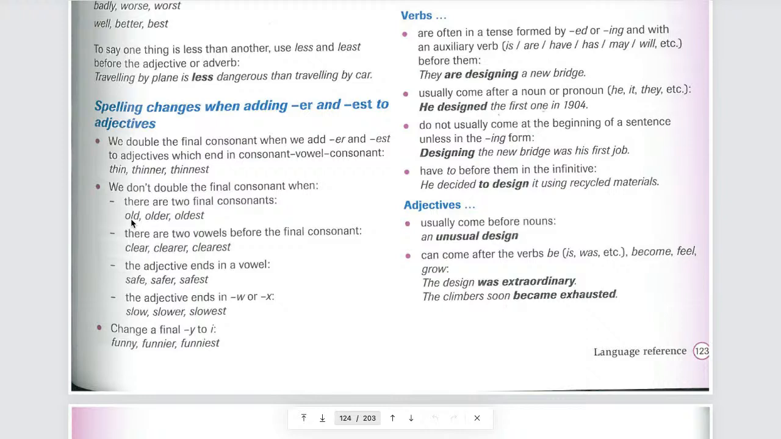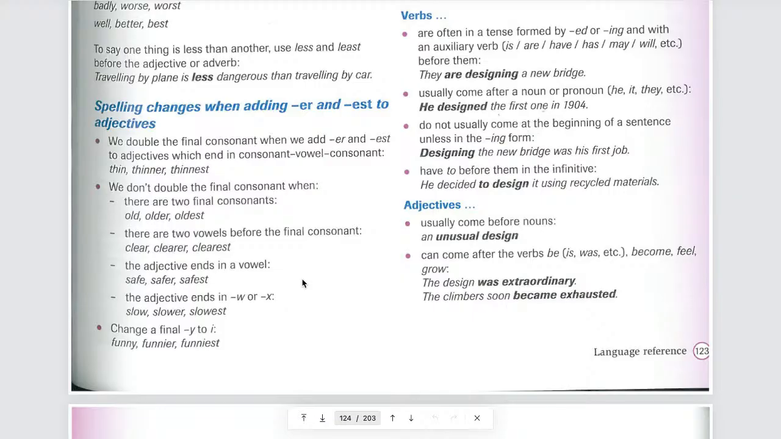There are two vowels before the final consonant. Look at the word clear. The final consonant is which one? No, the final consonant for the word clear. What is that? R, right? So that is not another case, not this one. And they say there are two vowels before that final consonant. Tell me the two vowels here. E and A, right? And in that case, we also don't double the final consonants. Got it? Now read the next one.